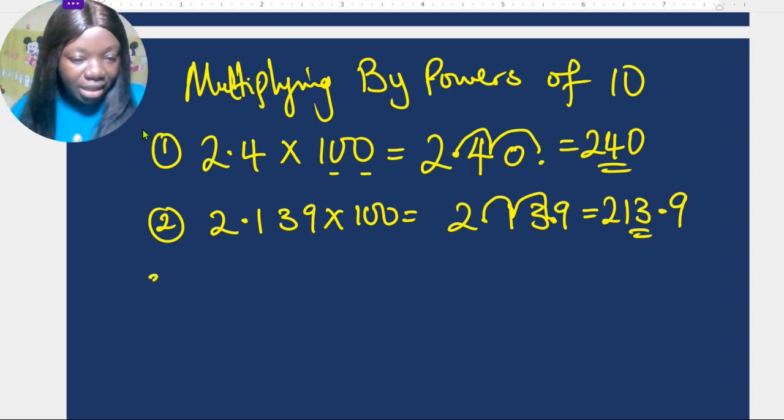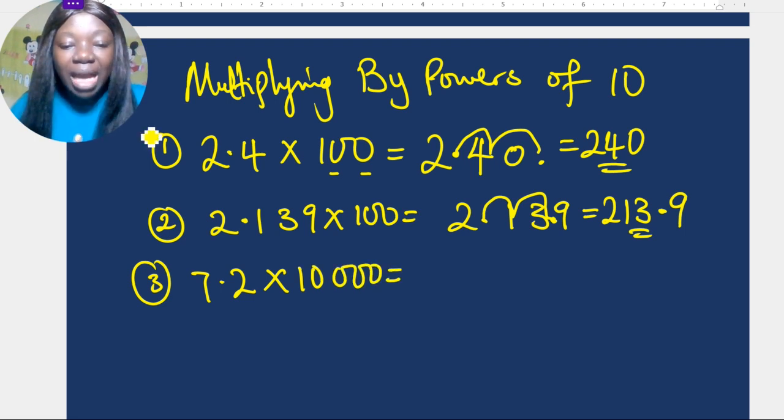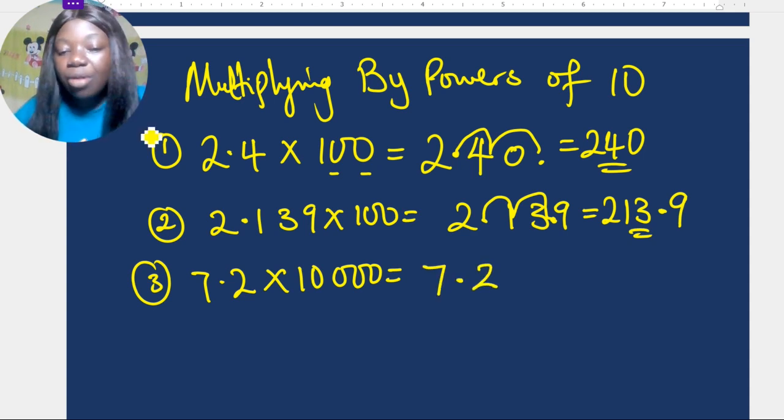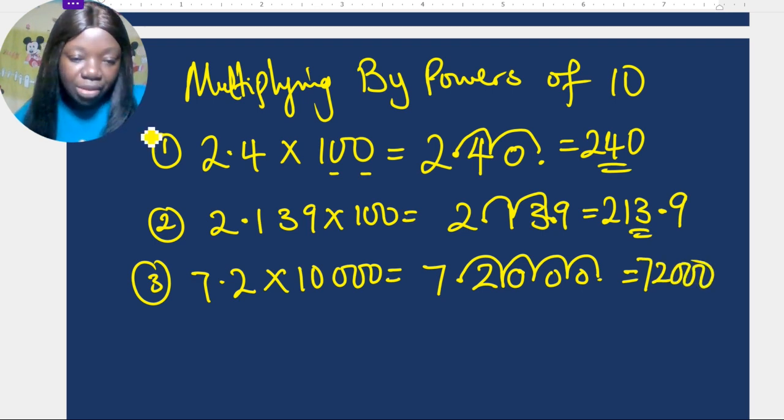So I'm going to give you another example. What if it is just 7.2 times 10,000? Now 10,000 has 4 zeros, so it is 10 raised to power 4. So you're going to count 4. So 7.2, count 4 times, shifting the decimal point to the right. 1, 2, 3, 4. So which means the decimal point has been shifted outside. So these empty spaces, fill them up with 0. So the answer is 72,000.